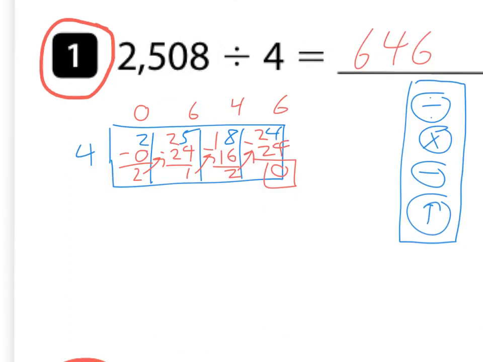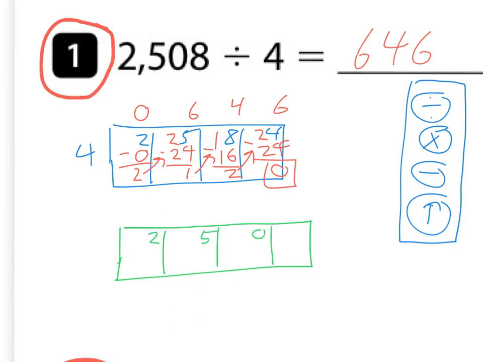So I just caught my error in number 1, so I'm going back to that one. Number 1. I wrote the number down wrong. I can't tell you how important it is to write these numbers down right, guys. This happens all the time. It's 2,508.